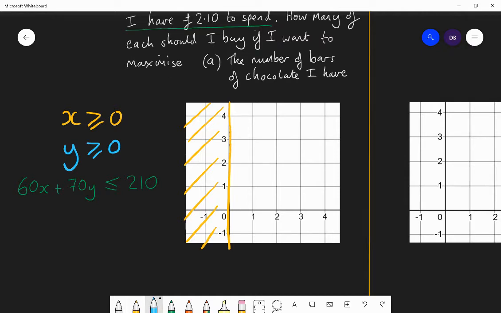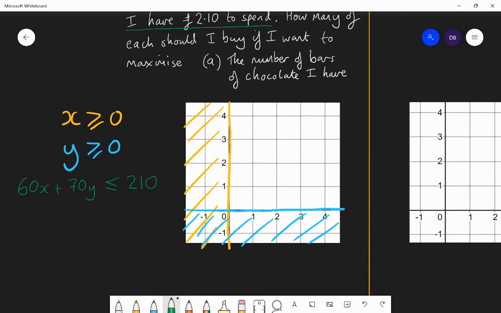Again, y is greater than or equal to 0, so we draw y equals 0 as a solid line. We don't want y to be negative, we want y to be above that line, so we don't want that part. And the next part, 60x plus 70y is less than or equal to 210. I draw the line 60x plus 70y equals 210.